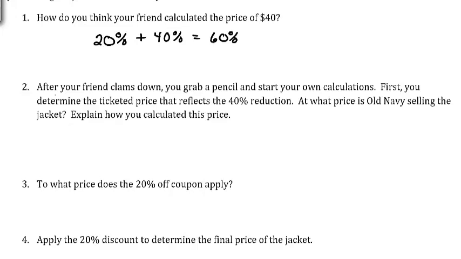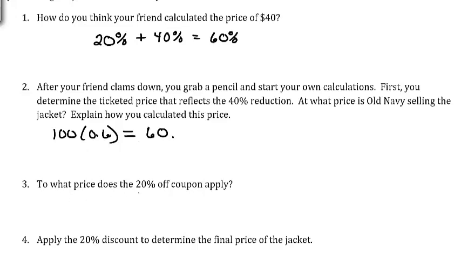And so in this problem, after your friend calms down, you grab a pencil and paper to start your own calculations. First, you determine the ticketed price that reflects the 40% reduction, at what price Old Navy is selling the jacket, and then explain how you calculate this price. So you have a $100 jacket. It's being reduced by 40%, which means you're paying 60% of that, and so your decay factor is 0.6, so you multiply that by 0.6, and that is 60. So they're selling it for $60.